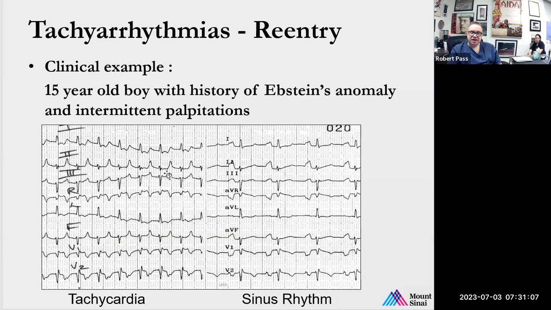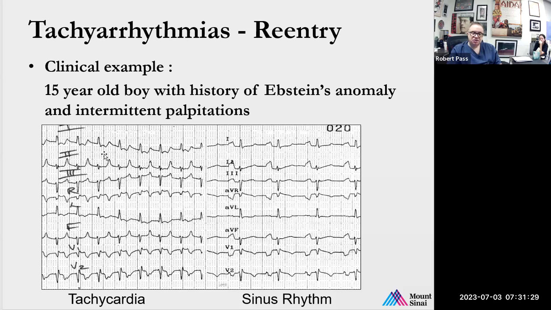This is an example of a patient who has Ebstein's anomaly and intermittent palpitations. If we look on the right panel, we see that the patient is in sinus rhythm, and as is typical in people with Ebstein's, they have very, very large P waves because they often have atrialization of their right atrium. And then we're looking at the T waves here.